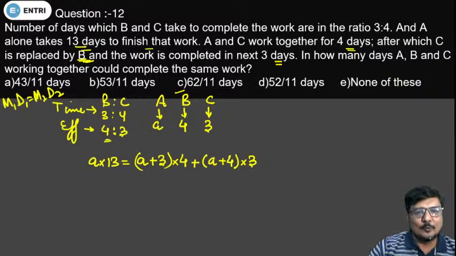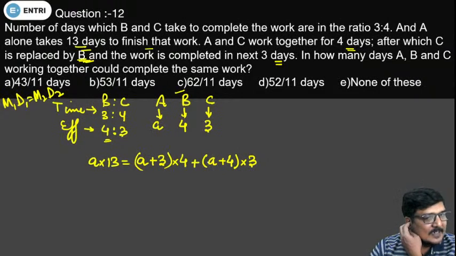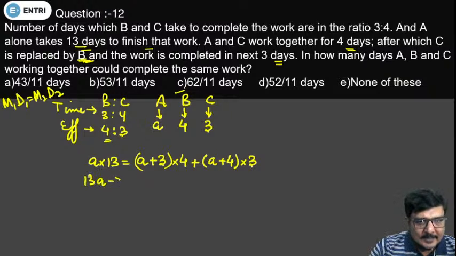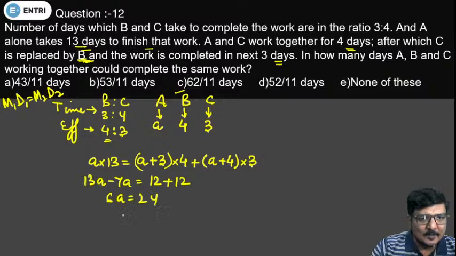So we are going to solve for the value of a from here. 4a and 3a, 4 and 3 will give you 7, so 13a minus 7a, and this will give you 12 plus 12. So the equation becomes 36a is equal to 24. Efficiency of A comes out to be 4.